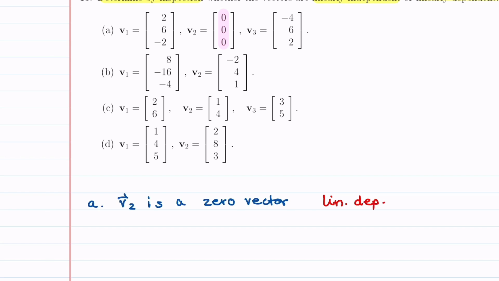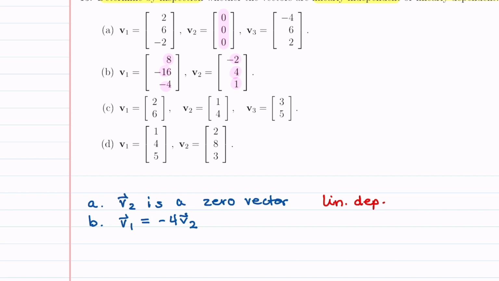Let's now look at part B. In part B, what we need to notice is that there might be a relation between V1 and V2. So let's go ahead and start. Let's look at these numbers. Do you see that if we multiply -2 by -4, we're going to get 8? Let's see if that holds. If we have a 4, multiply it by -4, oh, it does. We get a -16. And then 1 times -4 is -4. So we can write down that V1 is -4 times V2.